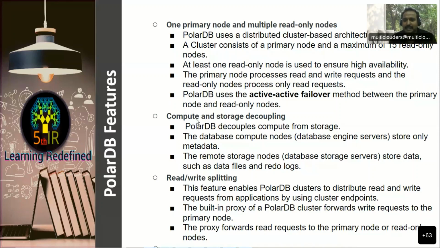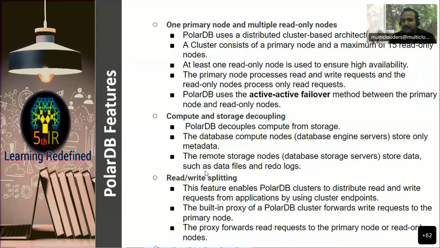And compute and storage decoupling. This is a feature I mentioned when I was explaining the architecture diagram. PolarDB decouples compute from the storage. So compute and the storage are decoupled. The data will be stored in different chunk services or different clusters or different storage machines, and your compute will happen in a different machine. So both are separated. The database compute node, the database engine service, stores only the metadata. Already I mentioned that the database engine server will store only the metadata, and the actual data will be stored in the database storage node service, which is present in remote, different locations, and it is connected by using the RDMA protocol. RDMA, a high-speed network link, we are going to use.